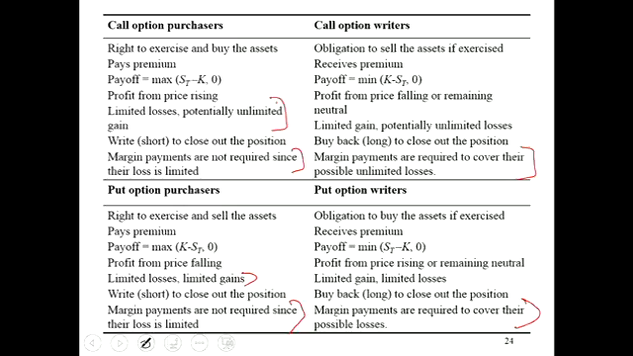And again, from the writer's point of view, this is the payoff here. There's the premium that they would earn, and there's their losses in case things go against them. Because of the potential for losses that goes quite far down, they are required to put money in that margin account to cover potential losses.